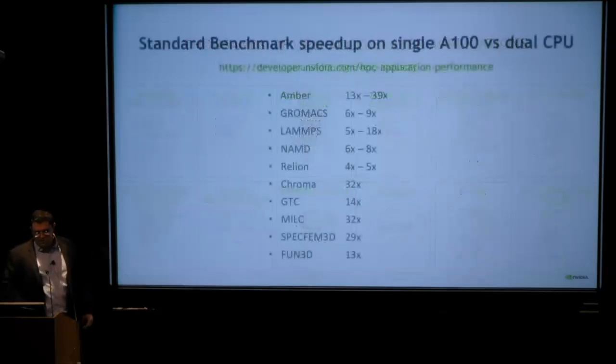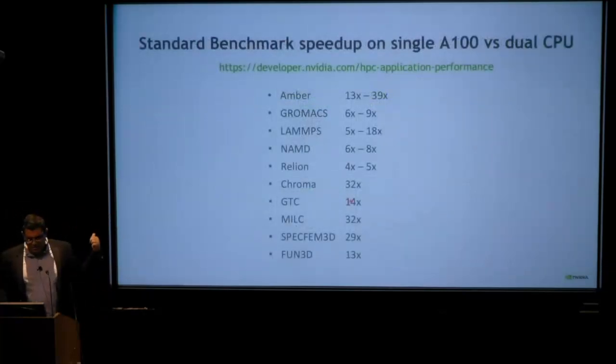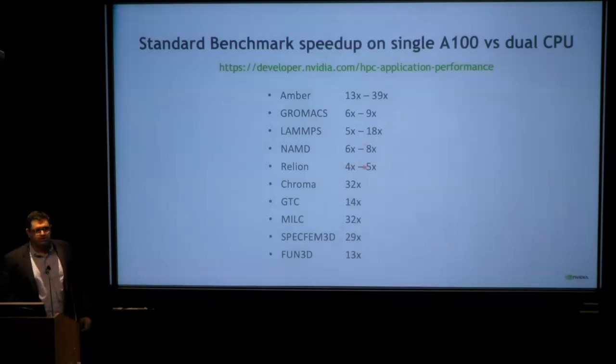So just to think about some standard benchmarking, I have here just a list of some HPC applications. For example, a lot of these top ones are molecular dynamics codes here. Chroma is a lattice QCD code, and there's some other ones here. And you're seeing a lot of speedups here ranging from 4 to even like 30, 40x over a dual socket CPU. And that's with one single A100 GPU, which A100 is our last generation GPU. And that's one of them.